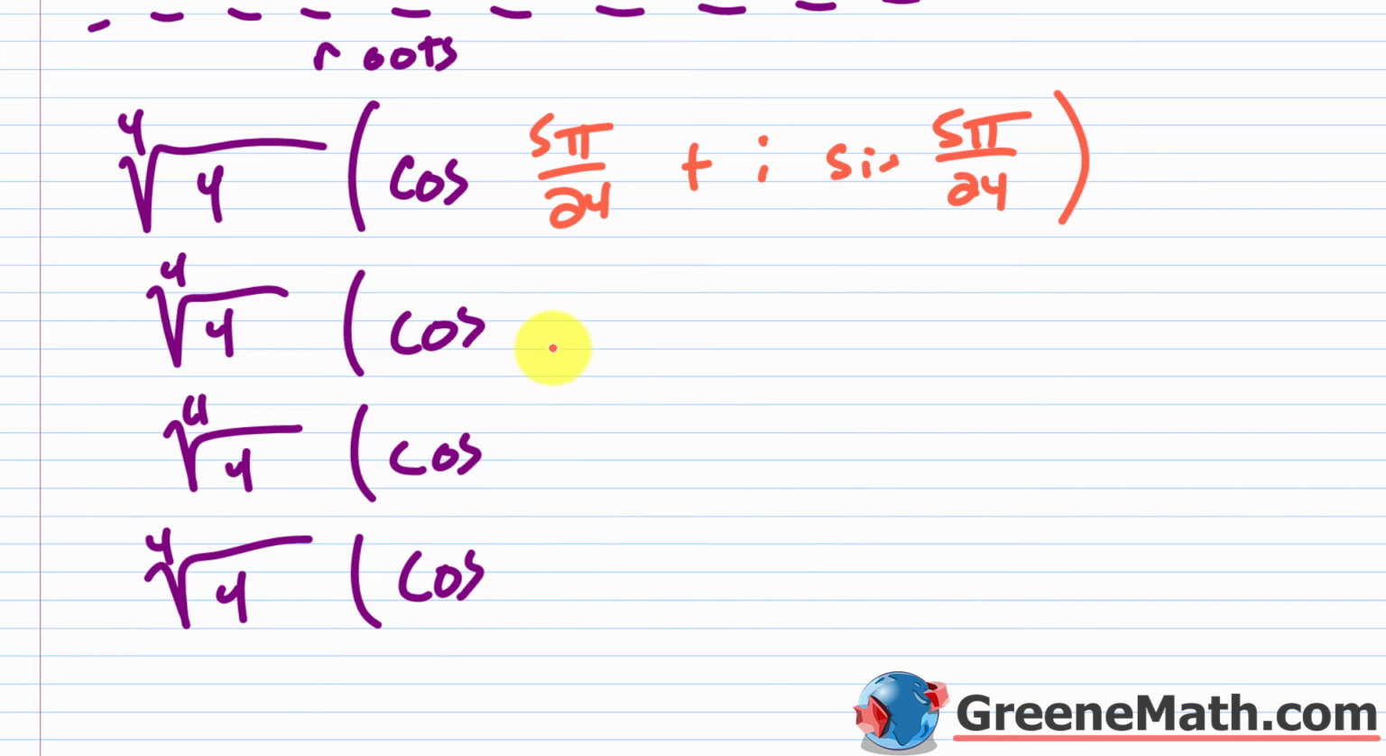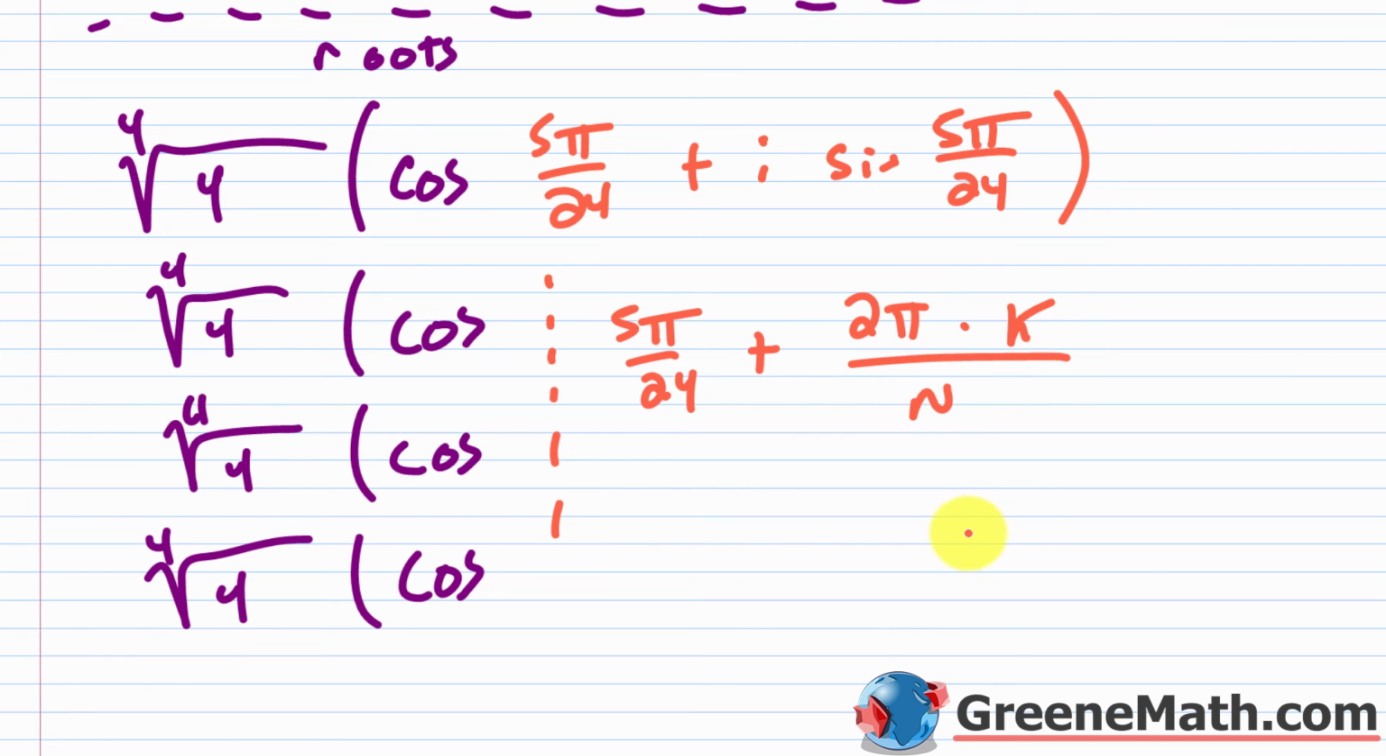So in each case, you're going to start with, let me put a little border here, 5 pi over 24, and then you're going to add 2 pi times whatever k is divided by your n. Okay, so in this case, n is 4. So basically, you could say that this is 1/2, times your pi times k. So let me actually just write this as pi over 2, like this, and get rid of this. So it's pi over 2 times whatever k is.